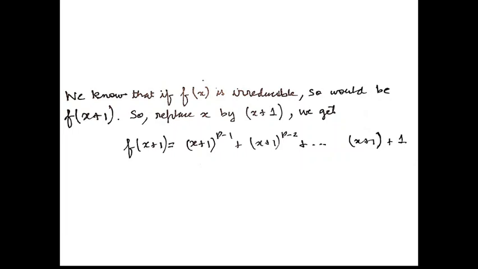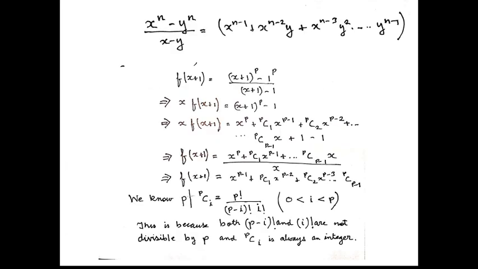We know that if f(x) is irreducible, then f(x plus 1) is irreducible. So replace x by x plus 1, and we get f(x+1) equal to (x+1)^(p-1) + (x+1)^(p-2) and so on, up to (x+1) + 1. Now we use the formula (x^n - y^n)/(x - y) equals x^(n-1) + x^(n-2)y + x^(n-3)y^2 and so on, up to y^(n-1). This is a basic formula for any integer n.